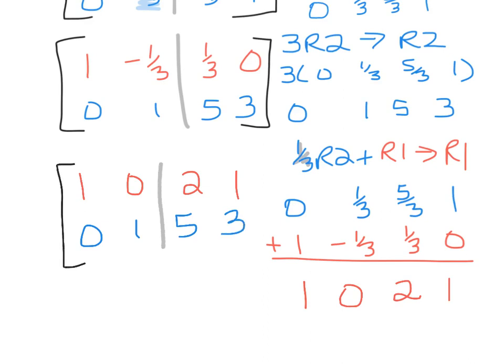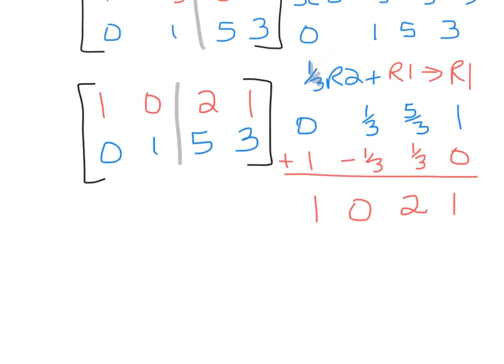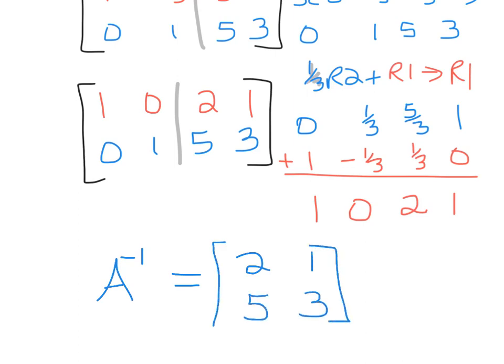I now have my identity matrix on the left and my inverse matrix on the right. So A to the negative 1, indicating it's the inverse of A, is 2, 1, 5, 3. And that is your inverse matrix.